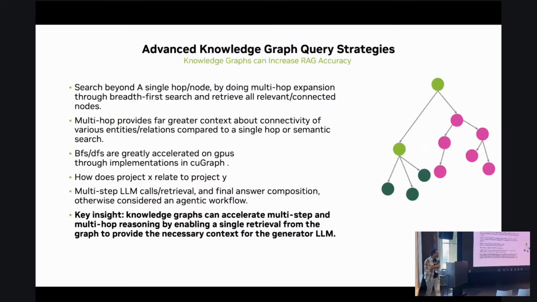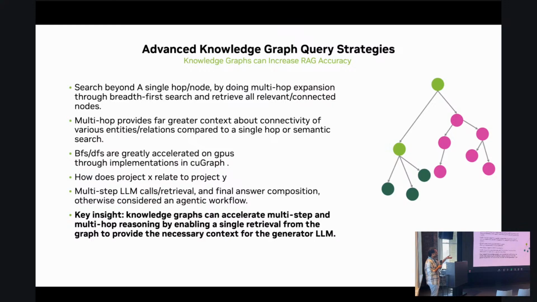And in terms of knowledge graph strategies, there are a few approaches which people generally look at. You can of course search beyond a single node by doing multi-hop expansion. That requires these graph algorithms, which again are going to be accelerated. So you can look beyond just a single-step search, do multi-hop expansions, and then retrieve whatever is relevant, so a subgraph which is relevant to your query.